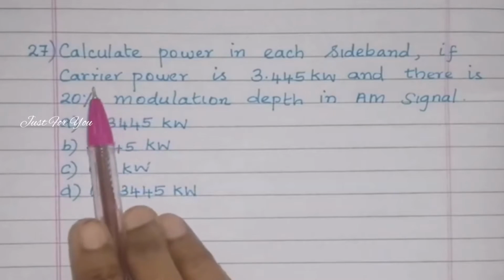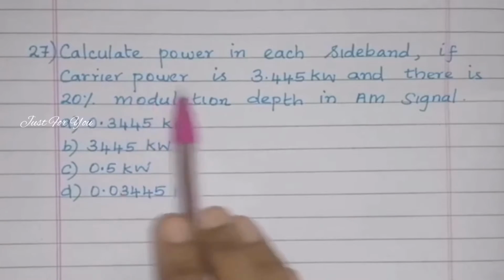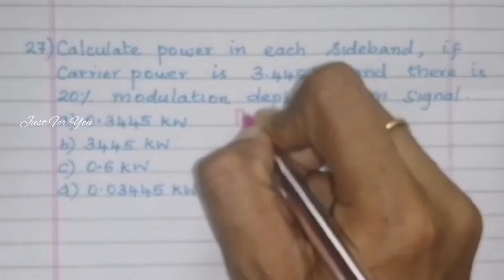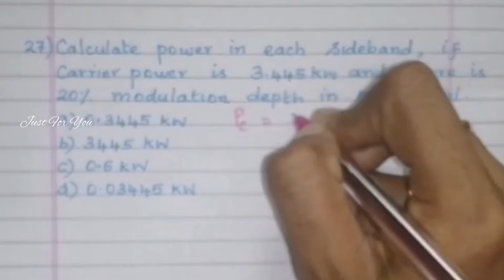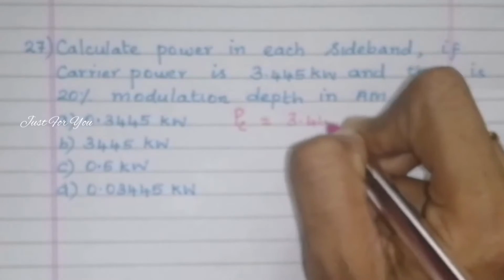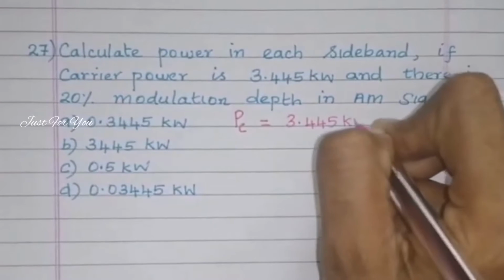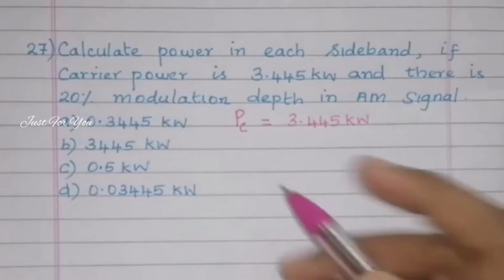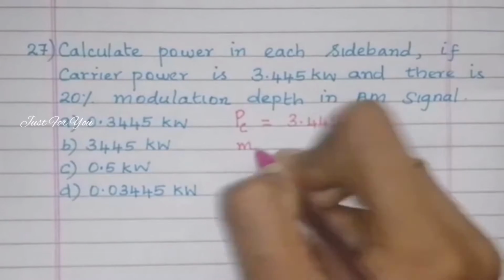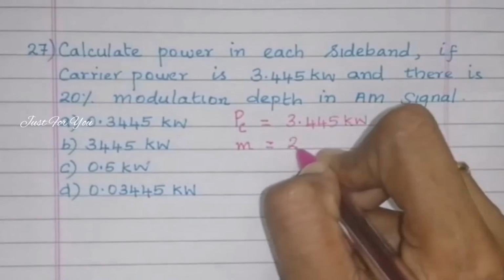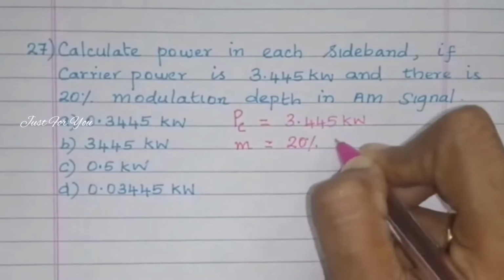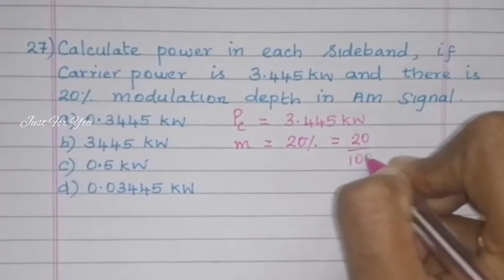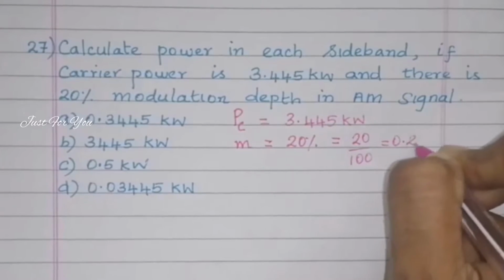So what is given in the question? In the question, carrier power is given. Carrier power is 3.445 kilowatts. Carrier power we have to denote as PC. PC is equal to 3.445 kilowatts. Then what is given? Modulation depth. Modulation depth is nothing but modulation index. Modulation index M is equal to 20%. 20% can be written as 20 by 100, which is equal to 0.2.